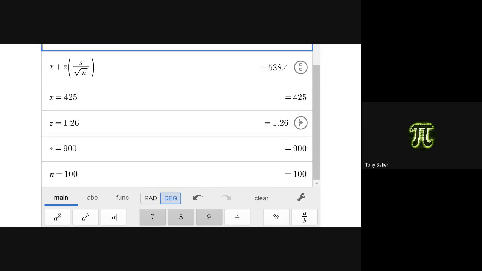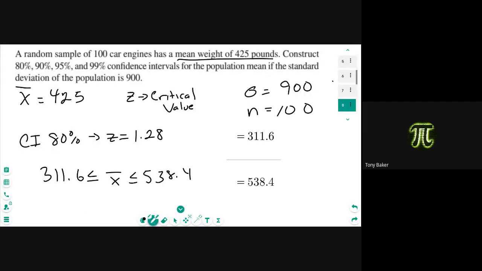Now, if you type in your numbers into those X equals, Z equals, S equals, and N equals like you put in, you'll be fine. Bridget, we'll do it right after class.